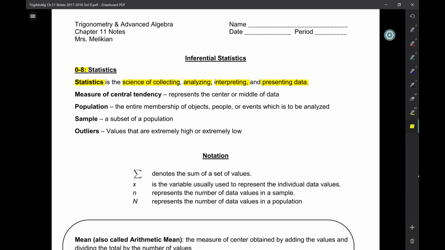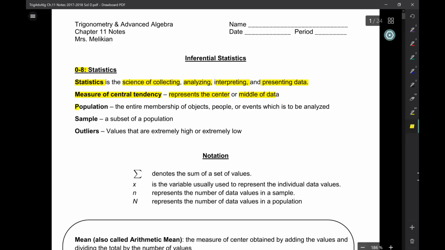Okay, so let's talk about some vocabulary. First, we have a measure of central tendency. This is just something that represents the center or the middle of the data. That's important, right? Because whenever a teacher grades a test and is going to pass it back, what's the first question students usually ask? What's the average, right? Where was the middle? That's measure of central tendency. So sometimes it's important to see what happens in the middle of the data.